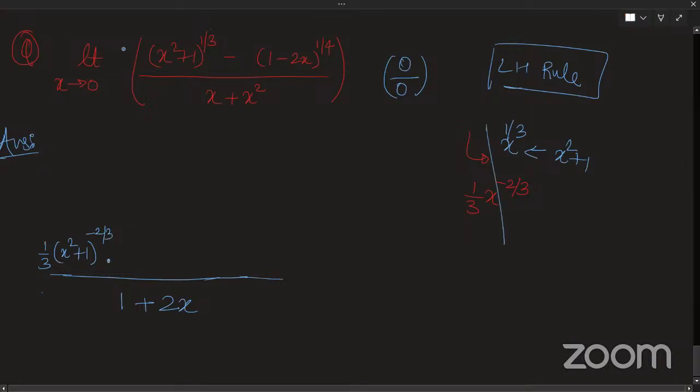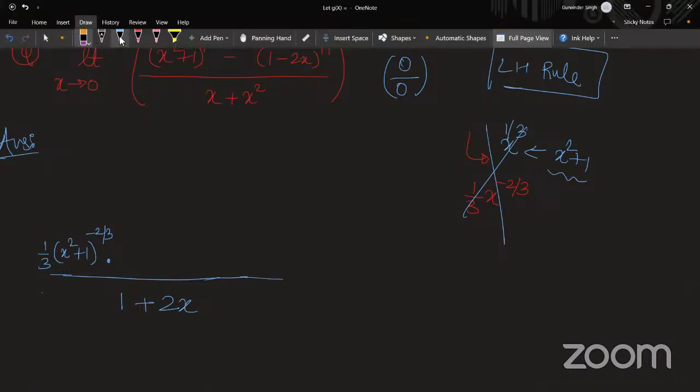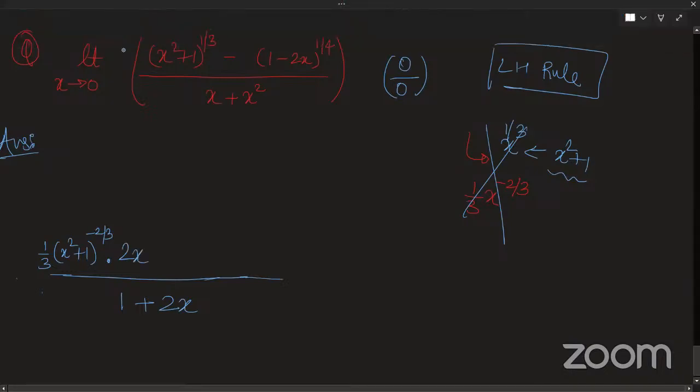Great. So after that, I am left with x square plus 1. What is the derivative of x square plus 1? 2x. Great. Now I got 1 minus 2x raised to 1 by 4. Can you tell me, which function is inserted inside which function? x raised to 1 by 4 is outside, and inside it 1 minus 2x is inserted. So what is the derivative of the outermost function, x raised to 1 by 4?